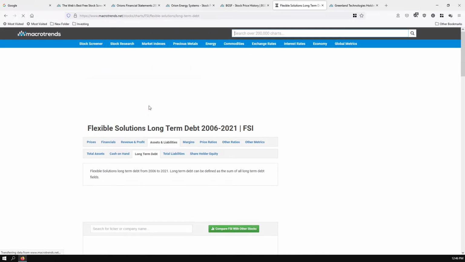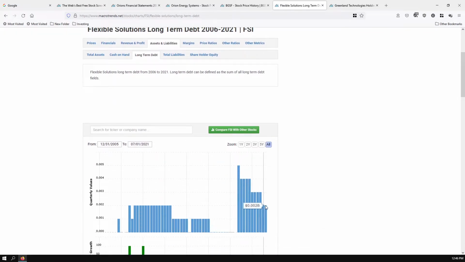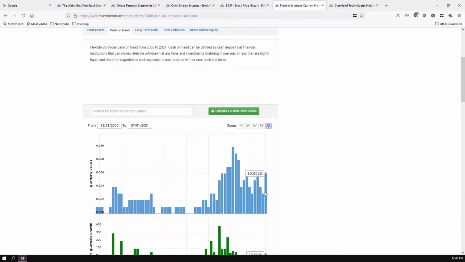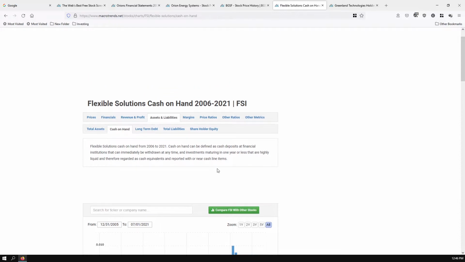Total assets are increasing. Long-term debt, they're paying down. 2 million currently. Cash on hand, they have 6 million. So more cash than debt makes them more stable.